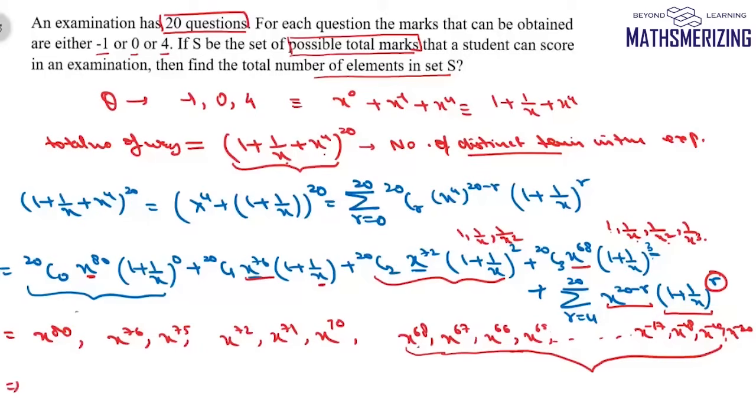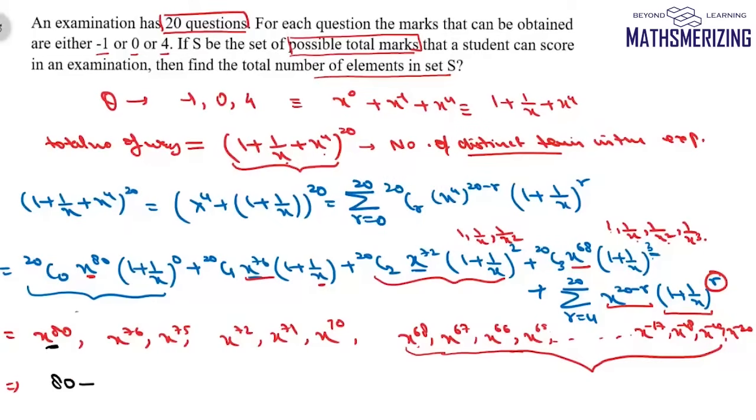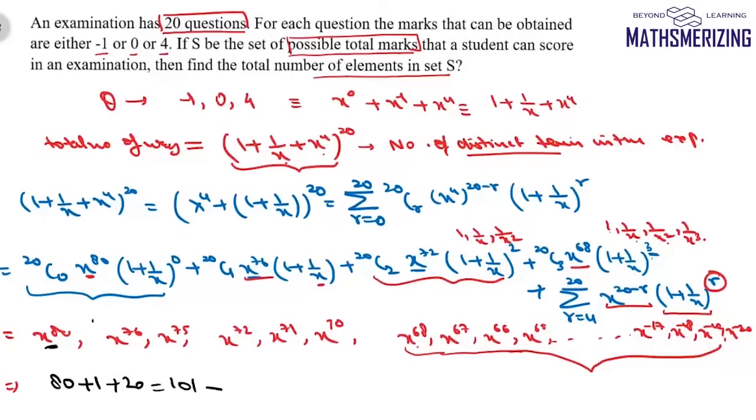So now I'll need to count the number of distinct terms in this expansion. So I know that from 80 to 20, it'll be total 80, and then plus we also have x to the power 0, and then plus 20. So that's 101. And then minus, what are the missing terms?